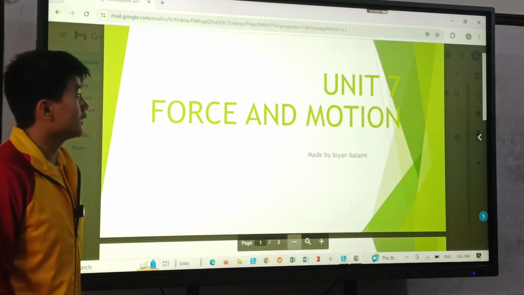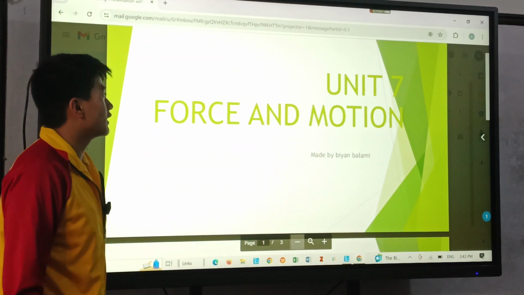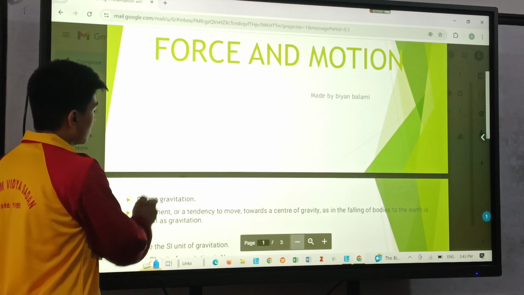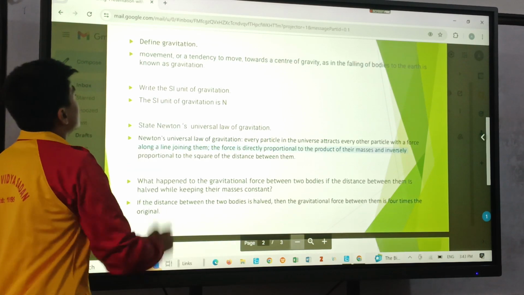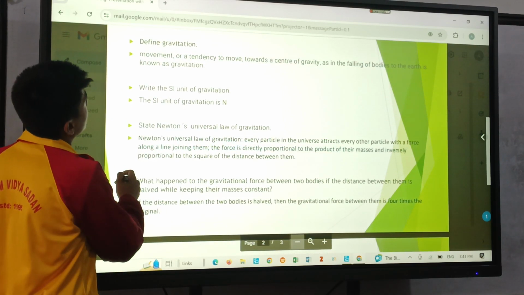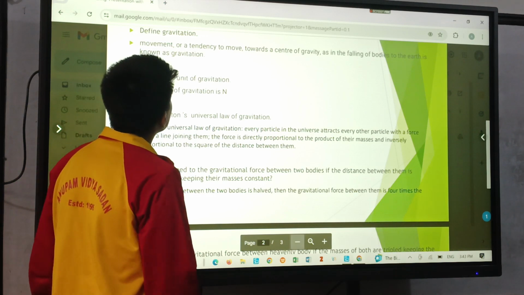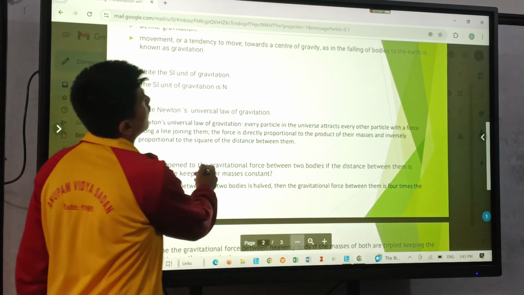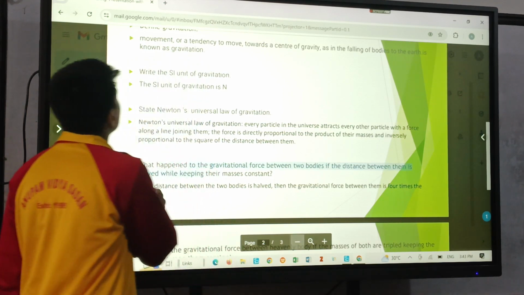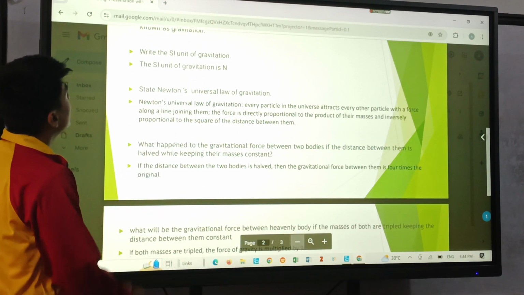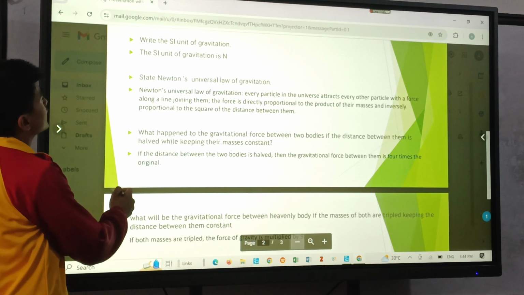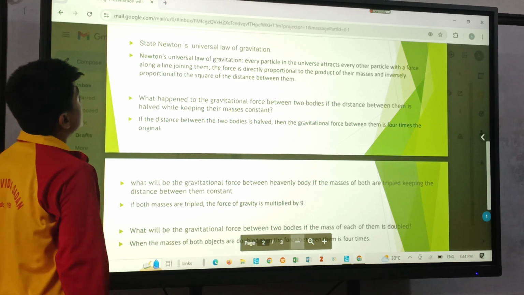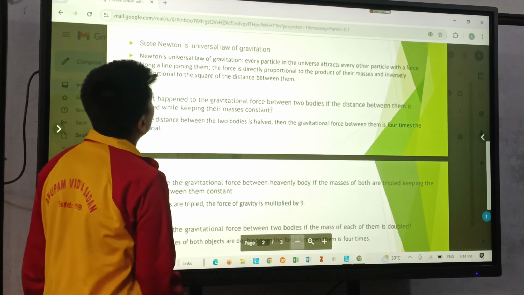Namaskar everyone. Now, without wasting time, I'd like to start my topic. Unit 7, Force and Motion. Define gravitation. Movement or tendency to move towards a center of gravity, as in falling of a body to the earth, is known as gravitation. The SI unit of gravitation is Newton. State Newton's universal law of gravitation.